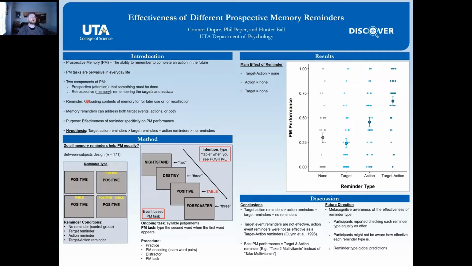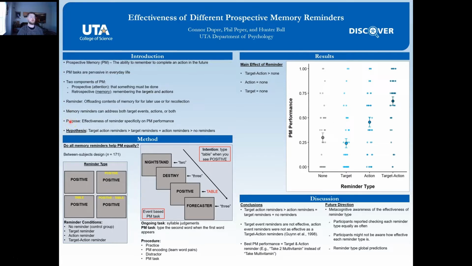These components have rarely been studied using reminders, which are tools we use to offload the contents of our memory onto our environment to reduce internal processing demands. Reminders for the memory component of prospective memory could include the target, the action, or both. For example, a target reminder would just say multivitamin, an action reminder would just say take 2, and a target action reminder would say multivitamin take 2.